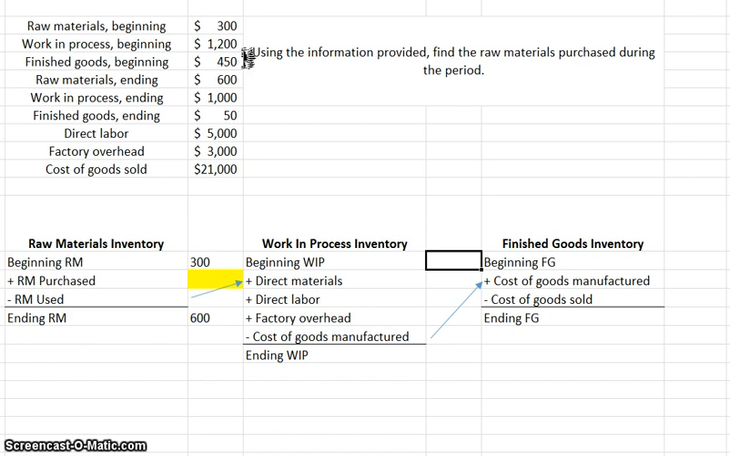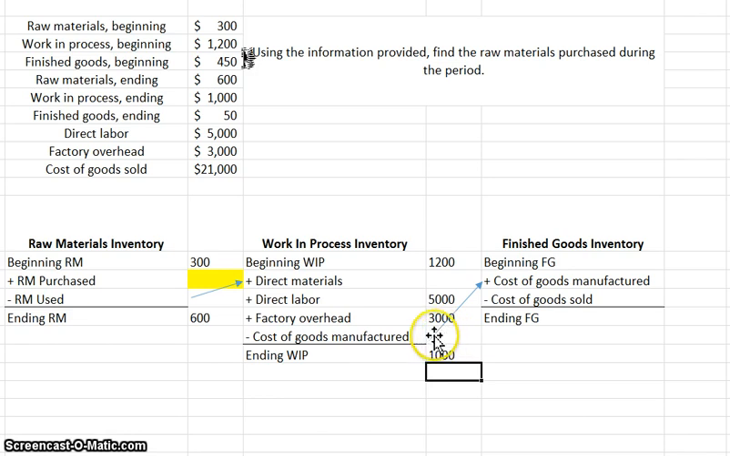Our beginning work in process is 1,200. We're trying to find our direct materials. Direct labor is provided, that's 5,000. Factory overhead is 3,000. Cost of goods manufactured, that's not provided. And ending work in process is 1,000. So here we have another issue. In order to find direct materials used, we need to know our cost of goods manufactured.